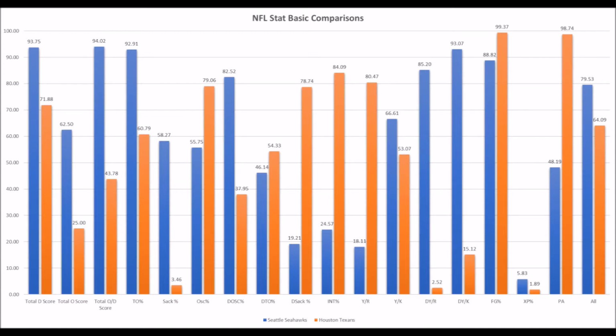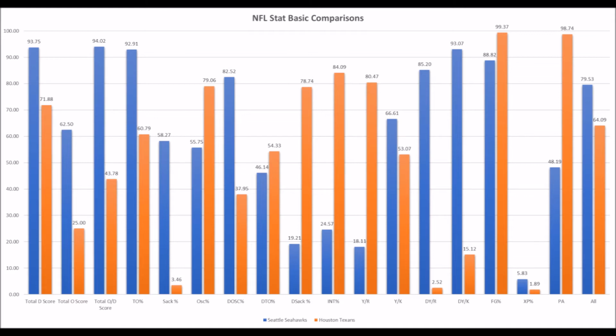You look at turnover ratio. The Seahawks do not turn over the football as much as the Texans do. The Seahawks also allow fewer sacks than the Texans do. But the offensive score percentage is in favor of the Texans. So essentially you have a Texans offense that's less efficient than the Seahawks, but they do put up more points than the Seahawks, which sounds kind of like an opposite type of thing, but that's just what you're looking at here.